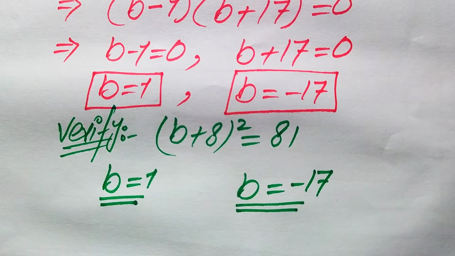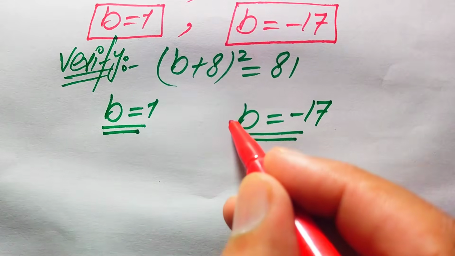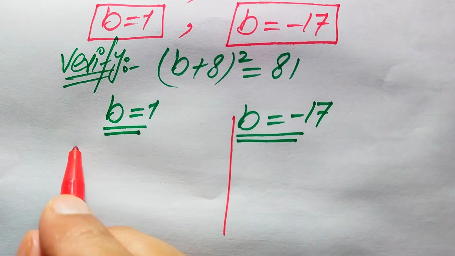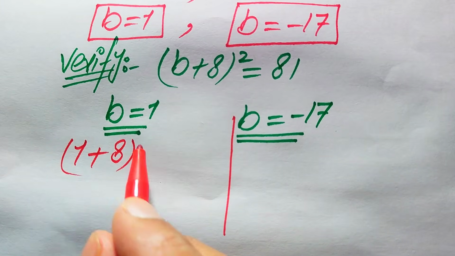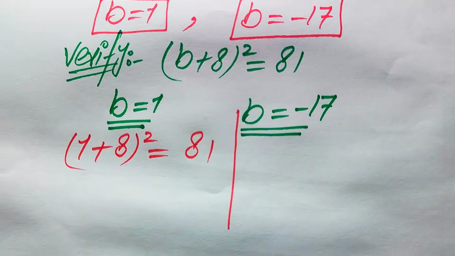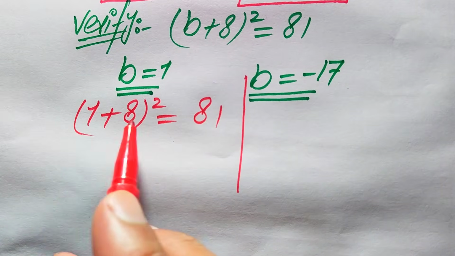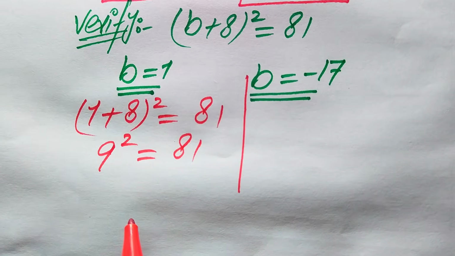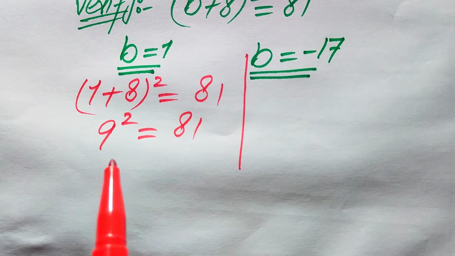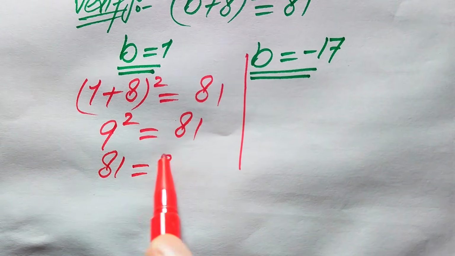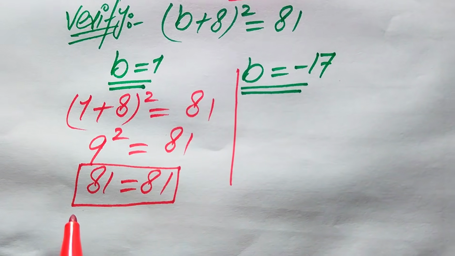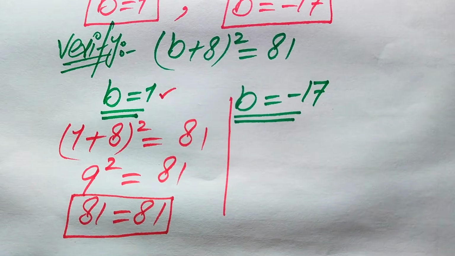First we verify b = 1, and for this we substitute b = 1 into the left hand side and check its behavior. We get (1 + 8)² = 81, and 1 + 8 becomes 9 squared equals 81, and we know that 9 squared is 81, so 81 = 81. This shows that both of the sides are equal. It means that the value b = 1 satisfies our given question statement.